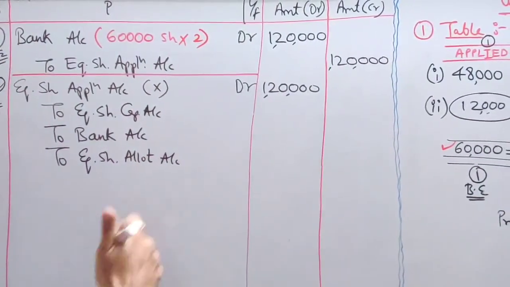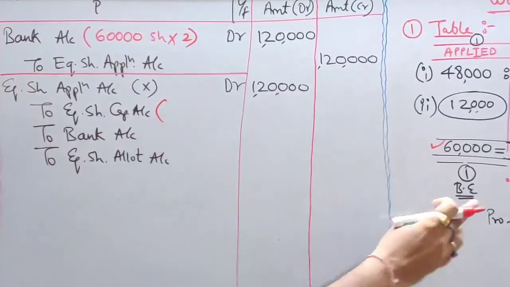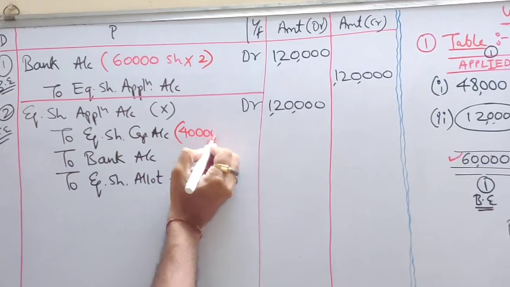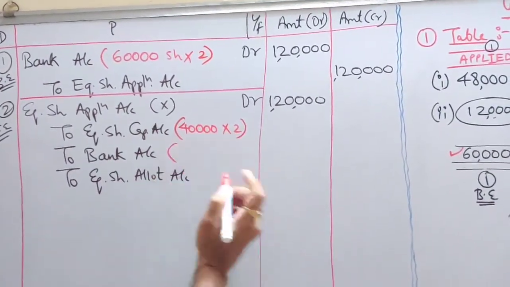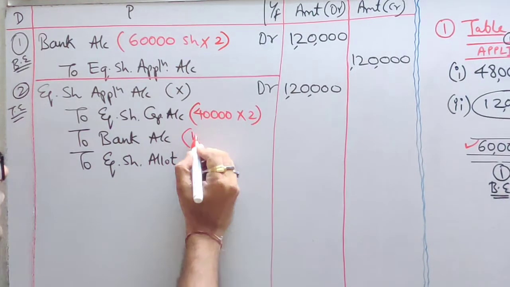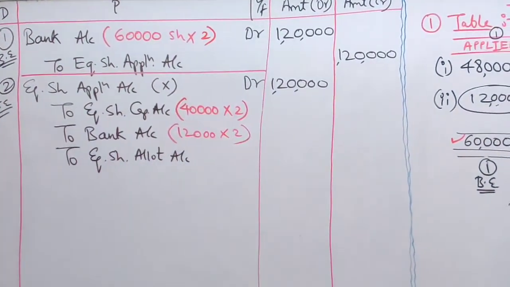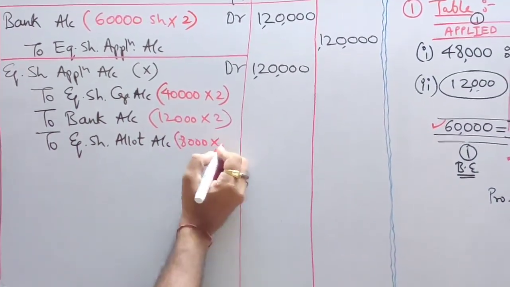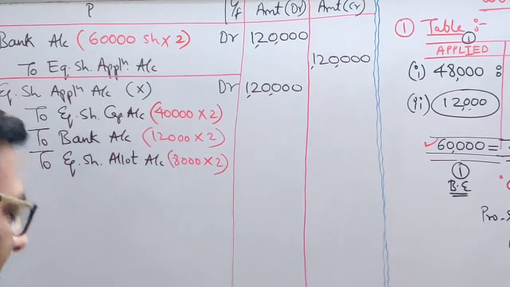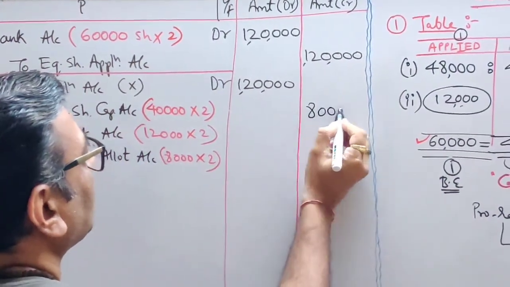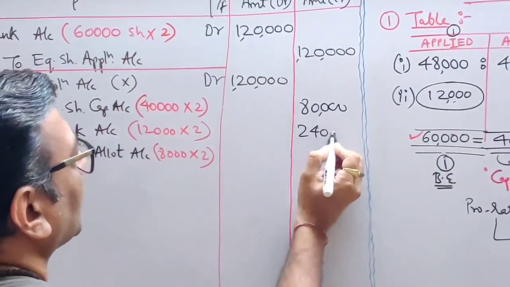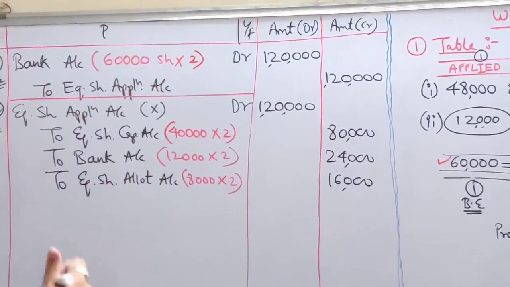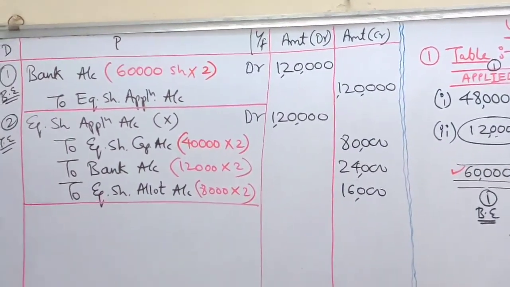Let's write down the working in bracket. How many shares? You can take the number of shares from this column. Allotment column, 40,000 shares into application money. Refund, rejected column, 12,000 into application money. Adjusted, you are going to adjust against allotment, 8,000 shares into application money. Now let's write down the amount. 80,000, 24,000 and 16,000. So we are done with both the entries.